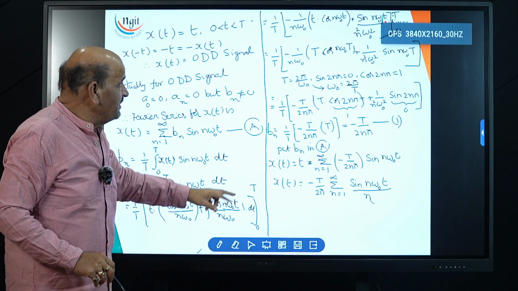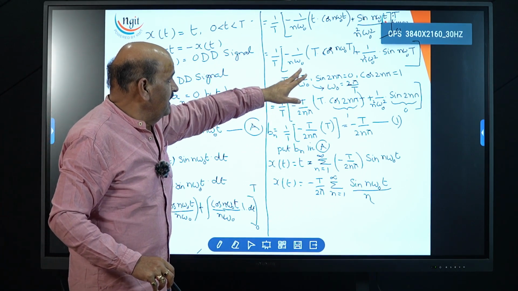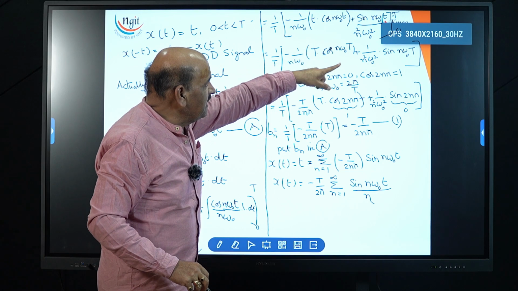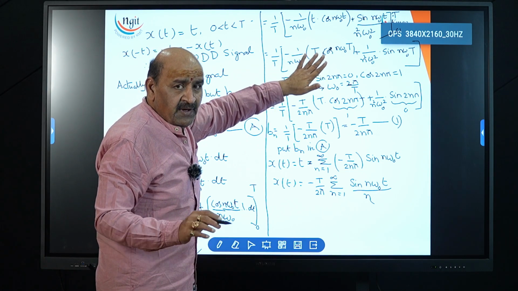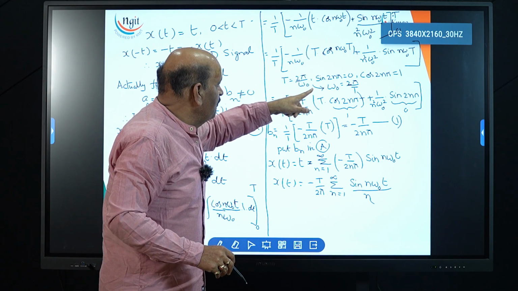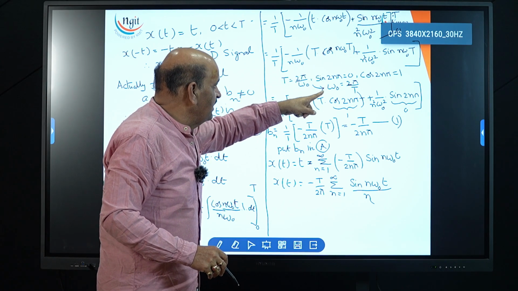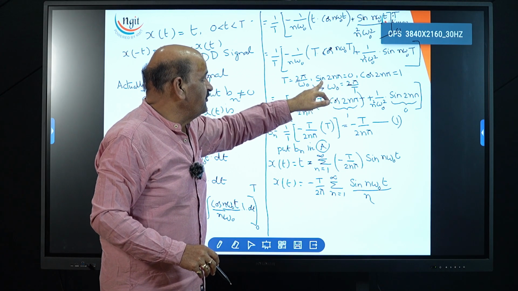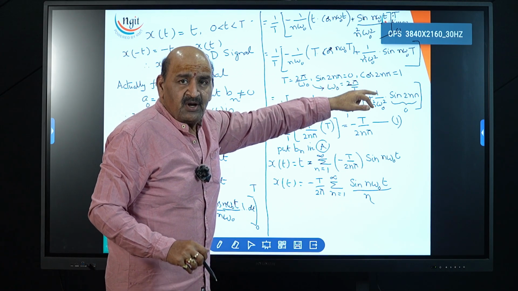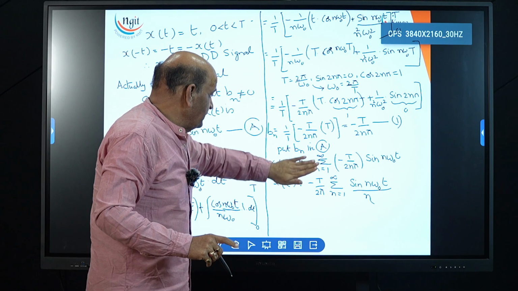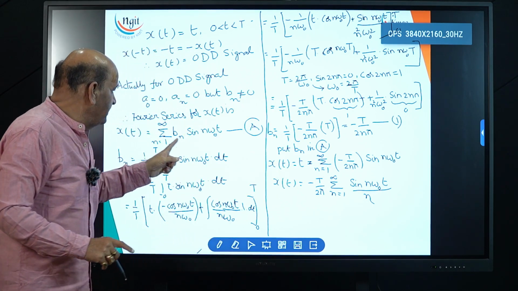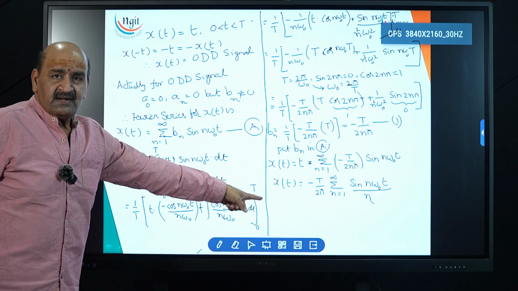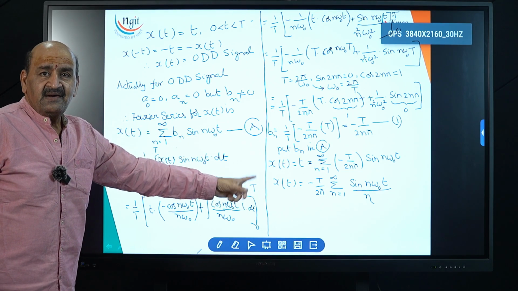Here you applied the UV method. In the UV method, keep the substitutions only at the end of the calculation. In the beginning, don't make them, you will be confused. After that, T equal to 2 pi by omega naught, so omega naught equal to 2 pi by T. And also sine 2n pi is 0, cos 2n pi equal to 1. Substituting this, we got the value of Bn. Put the value in the main equation A. That is the Fourier series of the signal t.